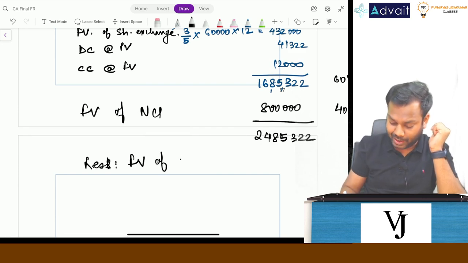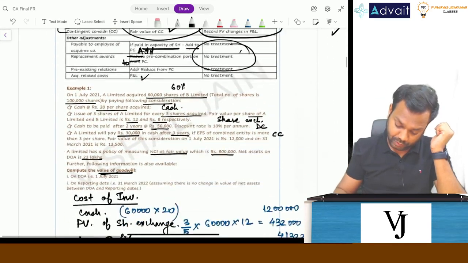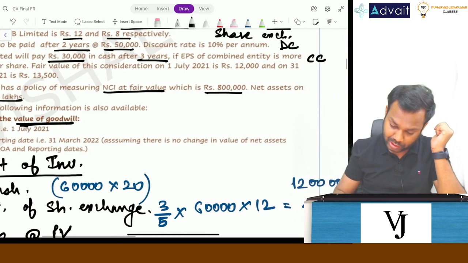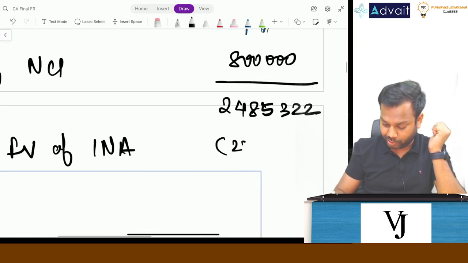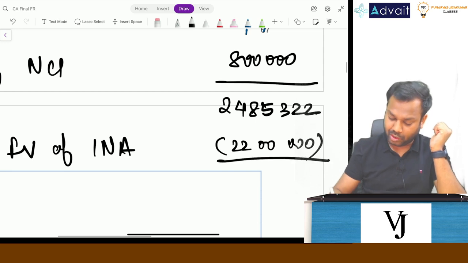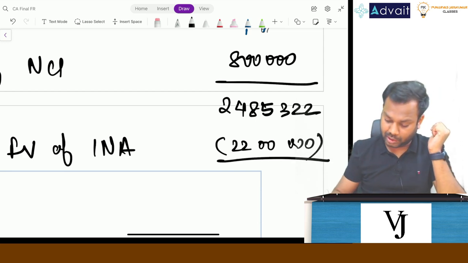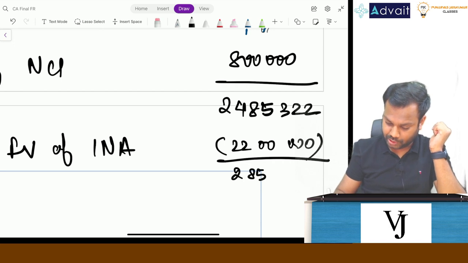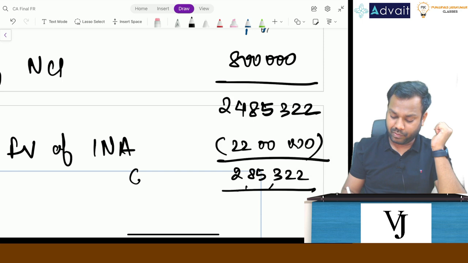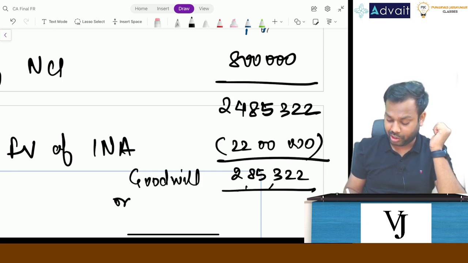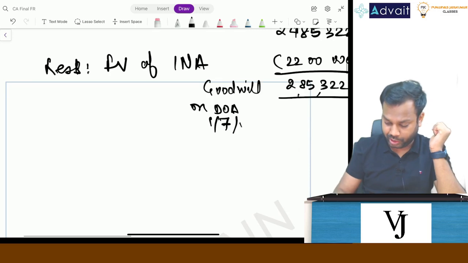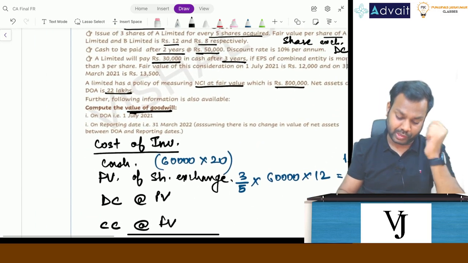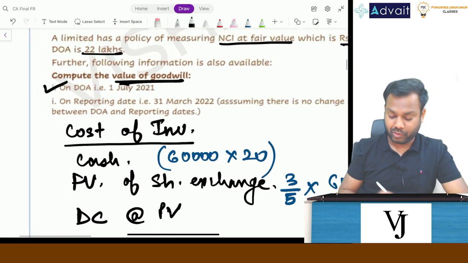Now less, what is the fair value of identifiable net assets? Net assets on the date of acquisition is 22 lakhs. So minus 22 lakhs is how much? 2,85,322 is the value of goodwill on the date of acquisition, that is 1st July 2021. But the question doesn't end here. The question also says calculate the value of goodwill on date of acquisition. Okay, fine, we have already calculated that.